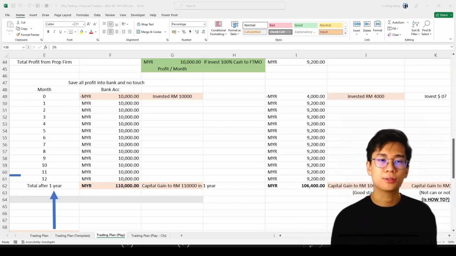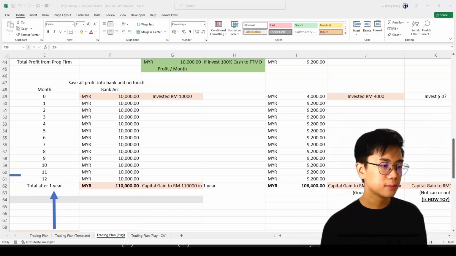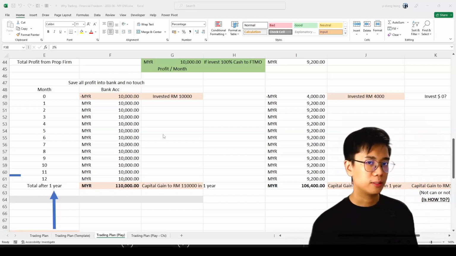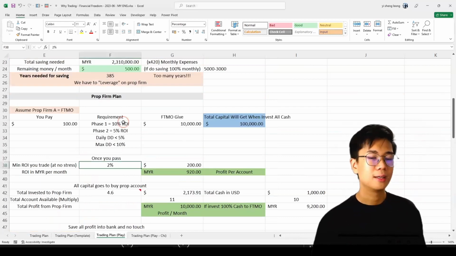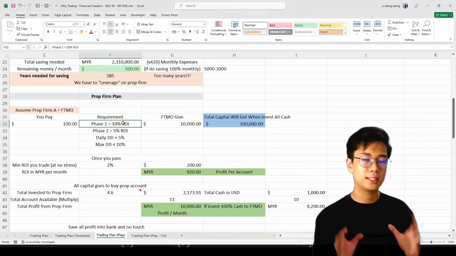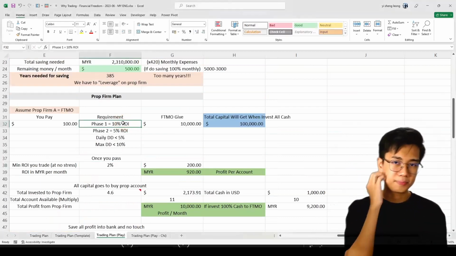I mean, they are okay also, right? They are quite okay. The profit phase 1 requirement is 10% a year, right? Oh no, 10% ROI within 30 days. Okay, within 30 days.